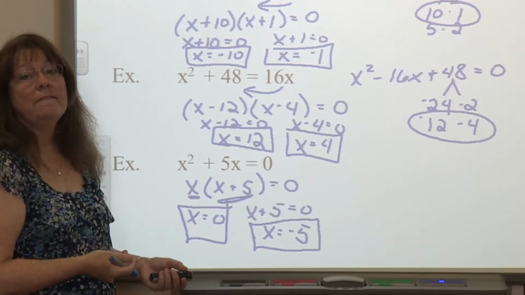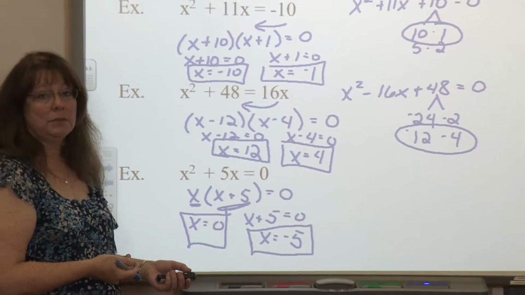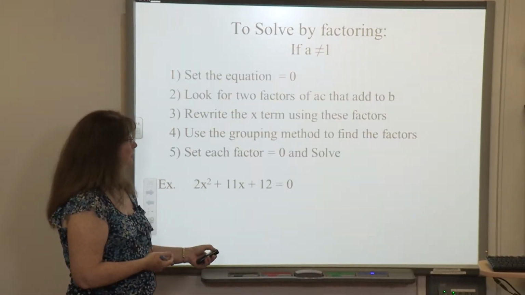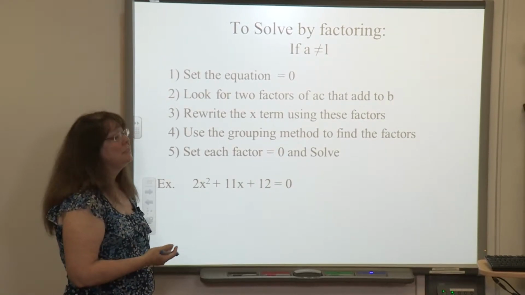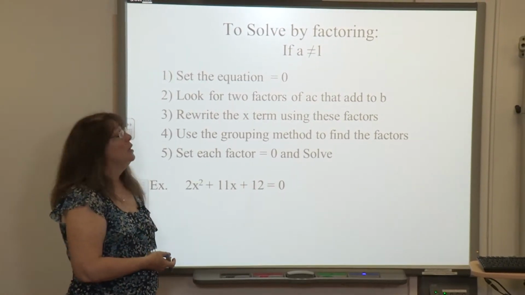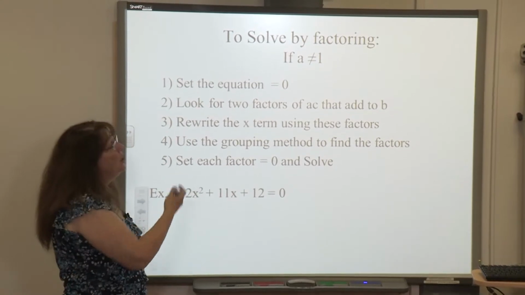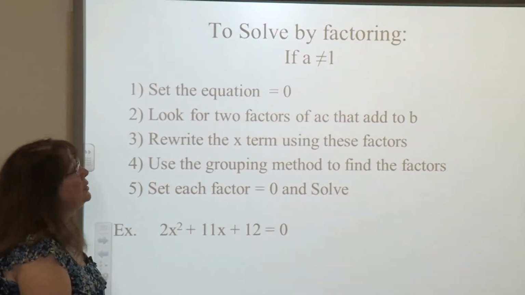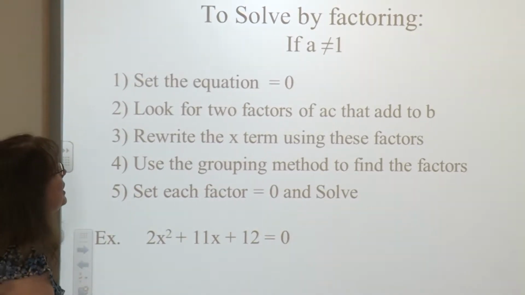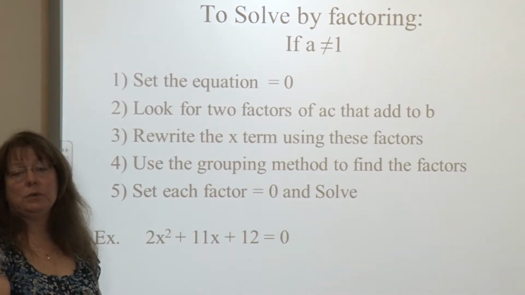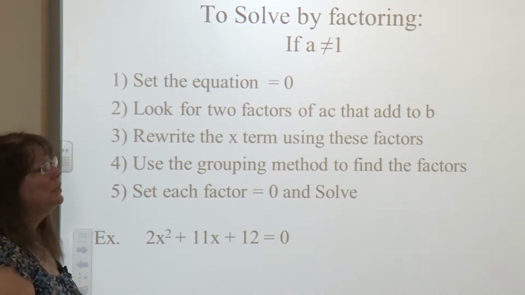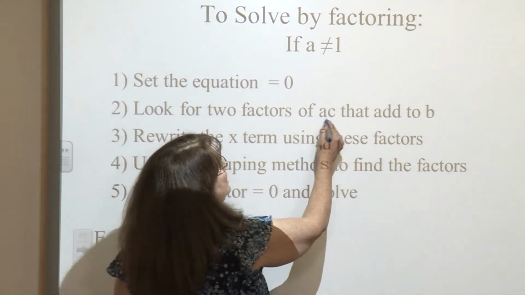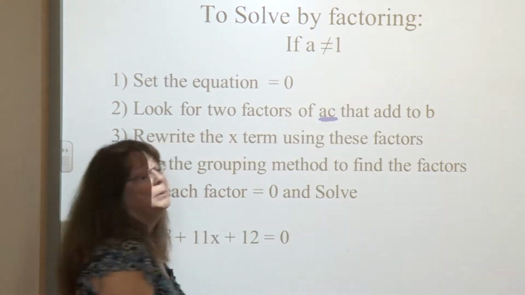Working with ones that have a value of 1 in front of the x squared term is easier. But sometimes you're going to end up with values in front of the x squared term that are not 1. So we want to take a look at some steps that we can use in order to solve these using factoring. We'll start the same way. You want to set your equation equal to 0. Here's where it's a little different. Now I want to look for two factors of a times c that add to b.